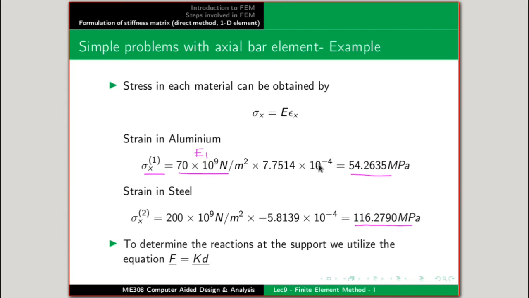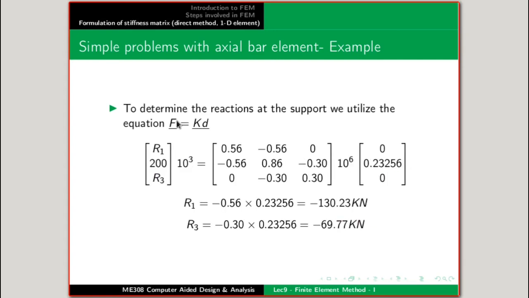So finally, we have to calculate the support reaction. For the support reaction, we are again going back to our global equations, that is F is equal to KD. Here, this is our global force vector, this is the global stiffness matrix, and we have the displacement vector. In the displacement vector, we have replaced the unknown d2x with 0.23256. Now consider the first row.